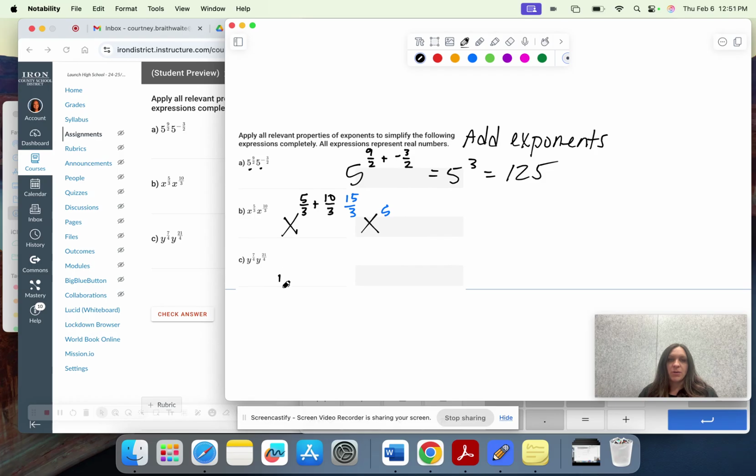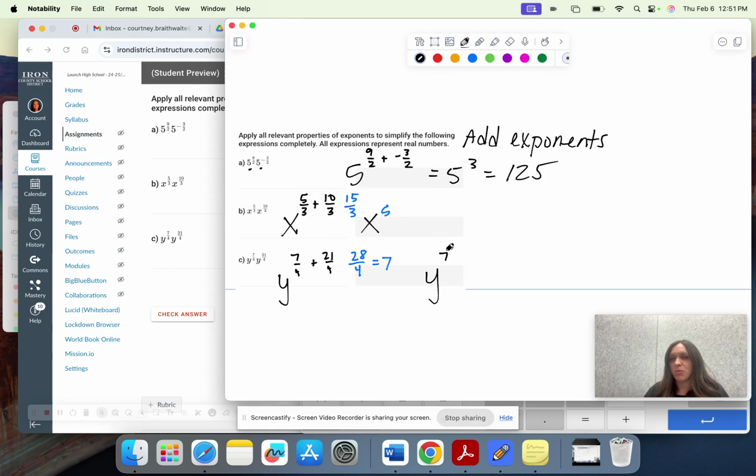Then our bottom one here, we have y, and then we add the exponents. So 7/4 plus 21/4. I'm just going to do this one by hand. The bottom's 4, you add the top to be 28, and that reduces to 7. So I have y to the 7th.